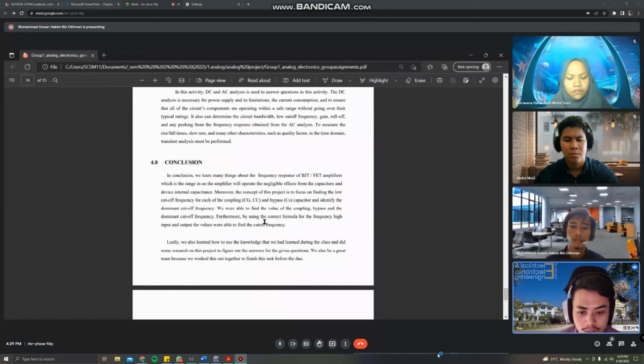Furthermore, by using the correct formula for the frequency high input and output, we were able to find the cut-off frequency. Lastly, we also learned how to use the knowledge that we had learned during the class and did some research on this project to figure out the answer to the given question. It was also a great thing because we worked this out together to finish this before the due date.